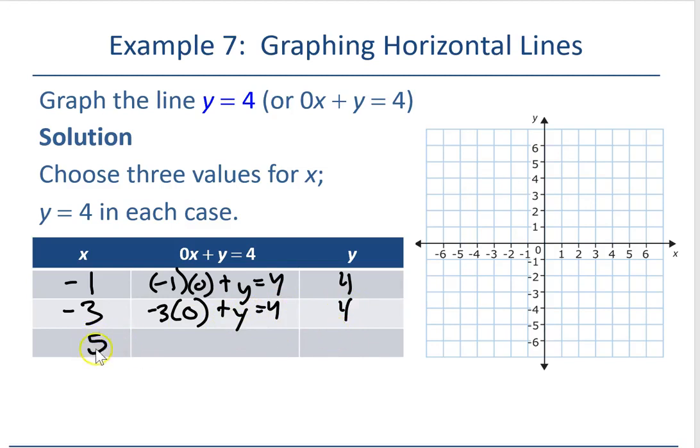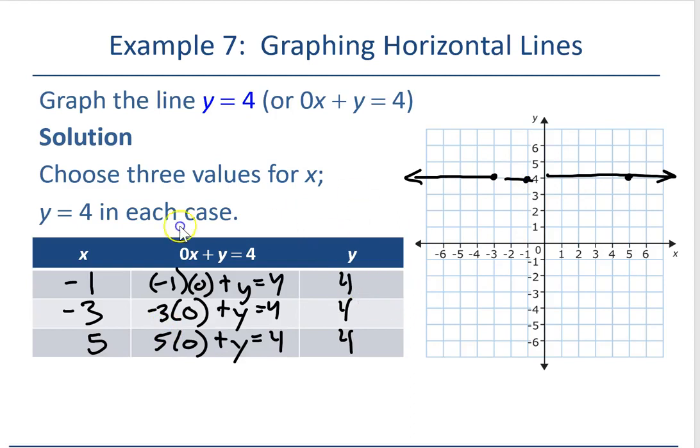Then I can do, let's say, 5. Well, 5 times 0 plus y equals 4. It's still going to equal 4. So notice, no matter what happens, I go here to -1, come up to 4. How about go to -3? Come up to 4. How about go over to 5? Come up to 4. Notice what I have created is a straight line. So when you have y equals 4, you have a horizontal line where y equals 4.